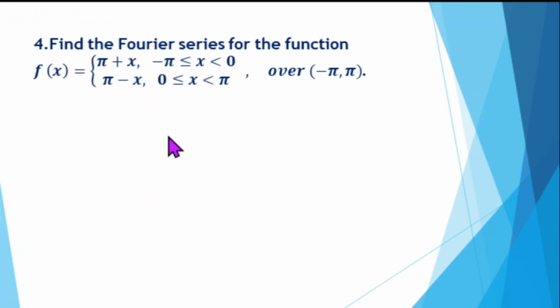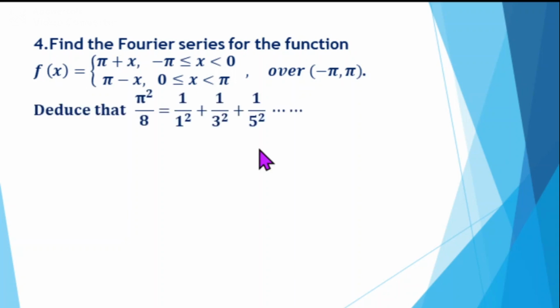Now for the next question, the function given is f of x equal to 5 plus x for the interval minus pi to 0, and f of x is defined as pi minus x for the interval 0 to pi. Here we need to find the Fourier series. Also we need to deduce the series pi square by 8 equal to 1 by 1 square plus 1 by 3 square plus 1 by 5 square plus etc.